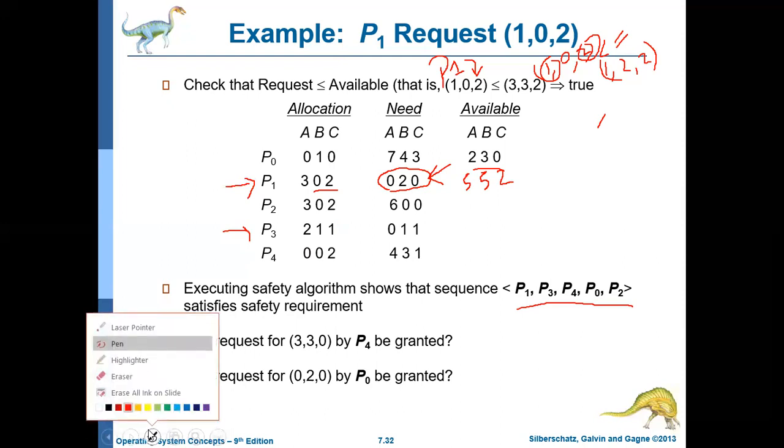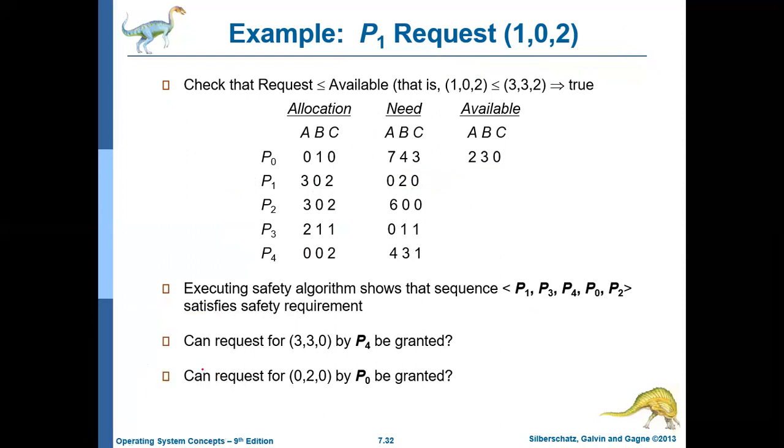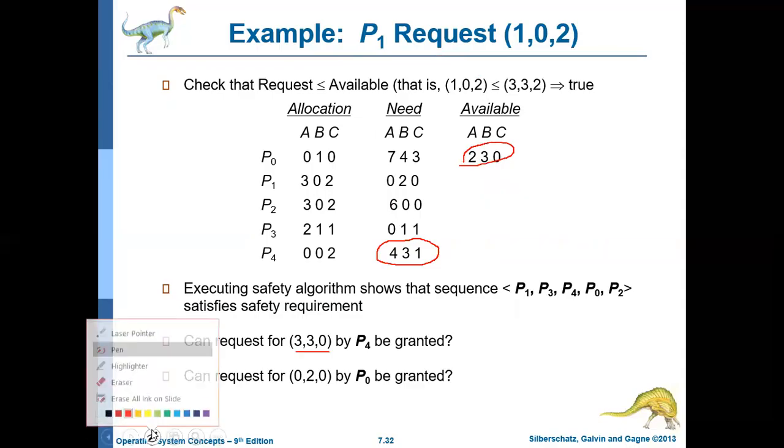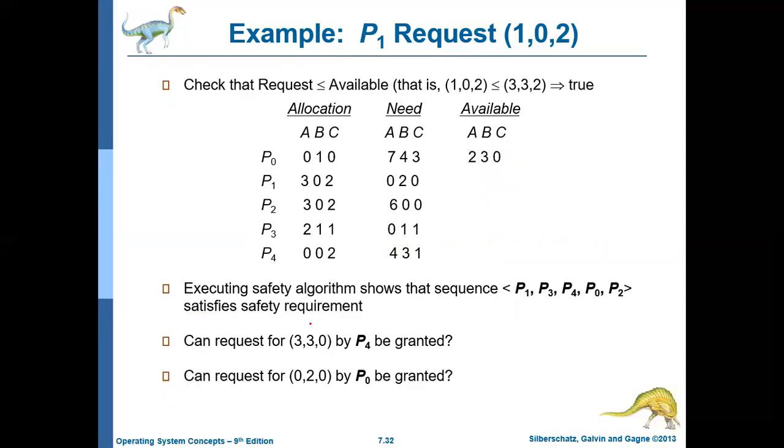So here there are two questions which you can work out. Whether the request 330 by P4 can be granted or not from the current state. This request cannot be granted, because the request is 330, but the available is 230. The request is not less than available. So this request cannot be granted.